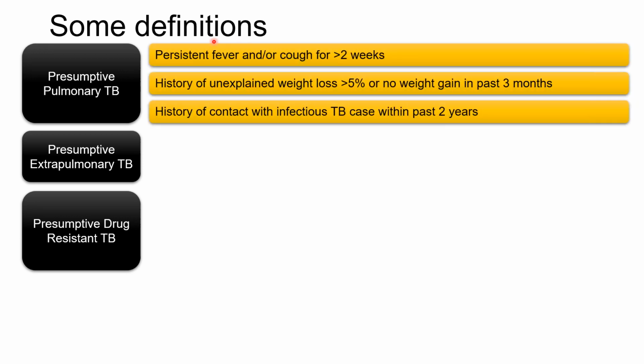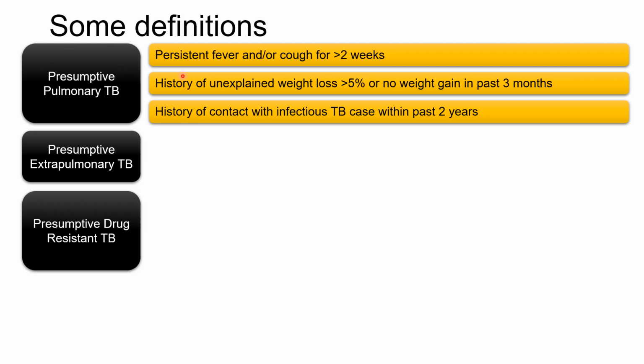So what is a case of presumptive pulmonary tuberculosis? Any pediatric patient who has persistent, unexplained fever and/or cough for more than or equal to 2 weeks. Any pediatric patient who has a history of unexplained weight loss, that is more than 5%, or no weight gain in the last 3 months. Any pediatric patient who has a history of contact with an infectious TB case within the past 2 years. Any pediatric patient who fulfills any of these criteria has to be considered a case of presumptive pediatric pulmonary tuberculosis.